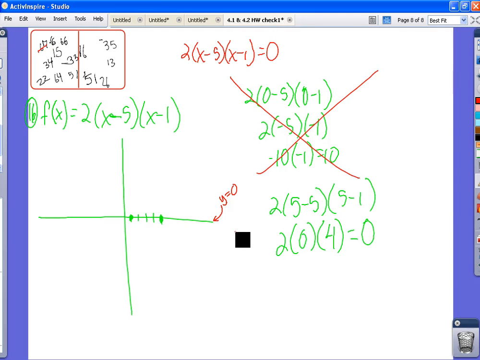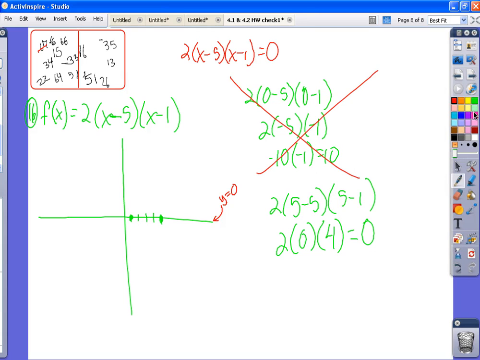We can see 5 will do that, because 5 minus 5 is 0. 1 will do that, because 1 minus 1 is 0. And when you multiply through and one of those things is 0, the whole thing is 0. So, where's the vertex?